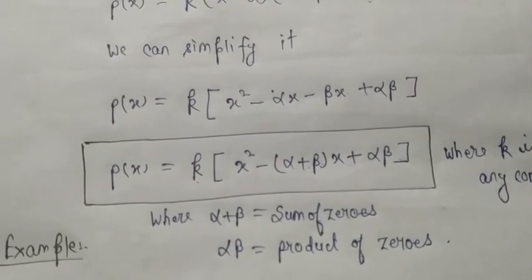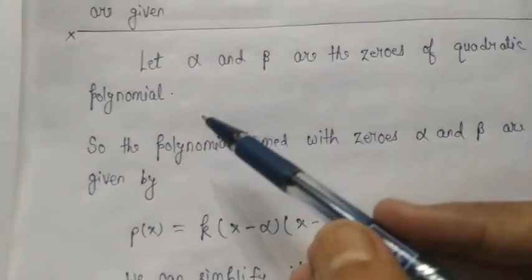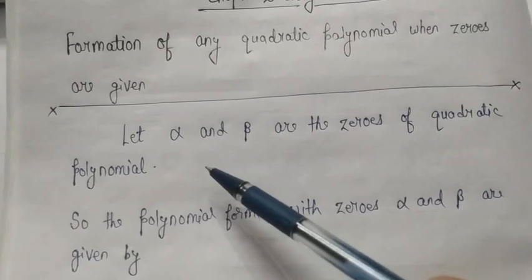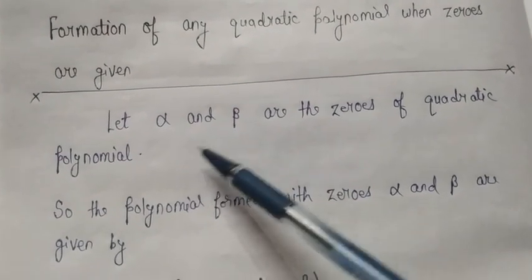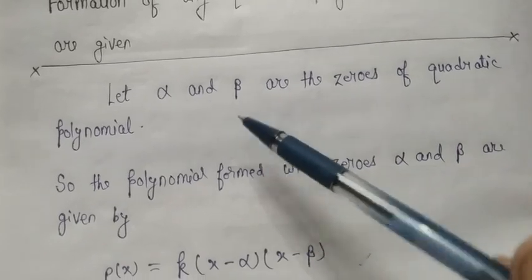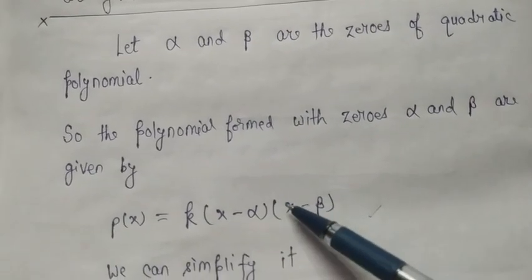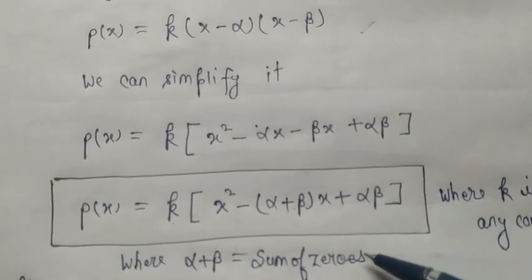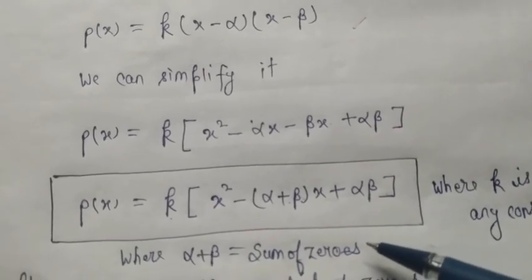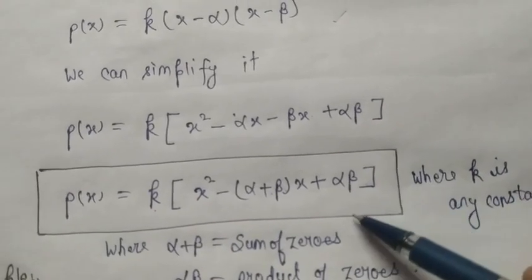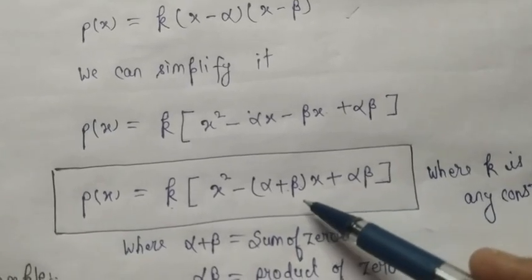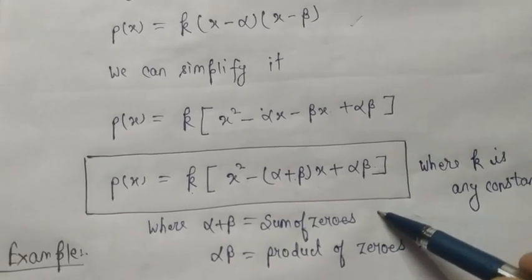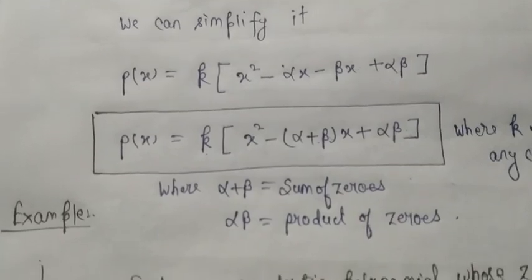I am going to repeat again. Whenever you have to construct a quadratic polynomial when the zeros are given, you consider one zero as alpha and one zero as beta. After that we write p(x) = k(x - alpha)(x - beta), and when you solve it, you get the final result, that is p(x) = k[x^2 - (alpha + beta)x + alpha beta]. So by putting the values of alpha plus beta and alpha beta, we can get the required quadratic polynomial.